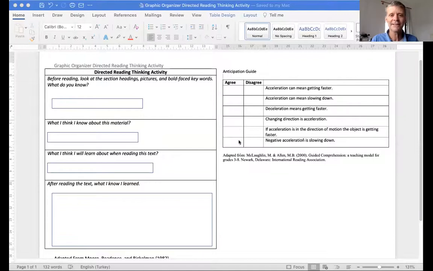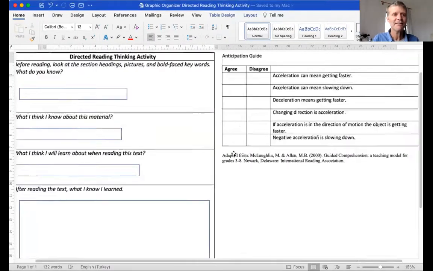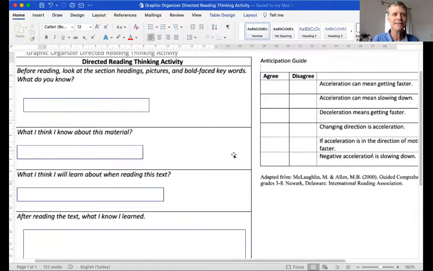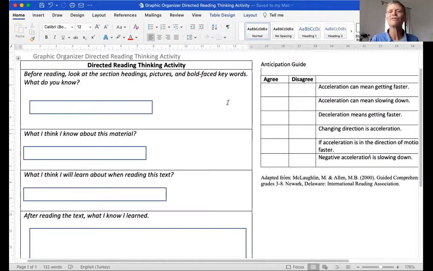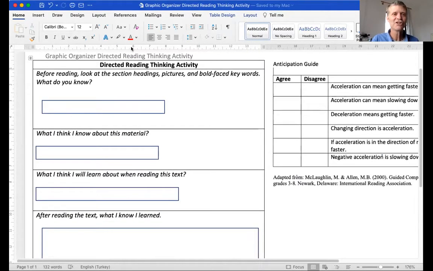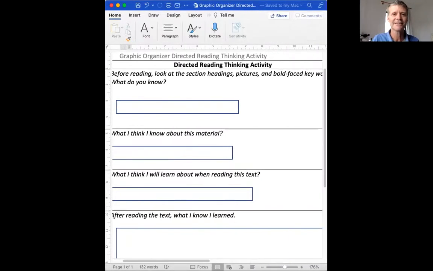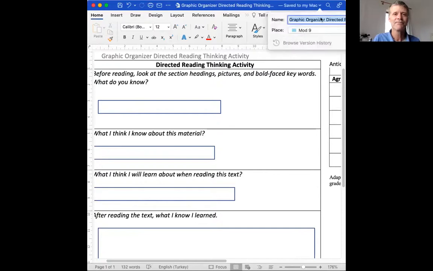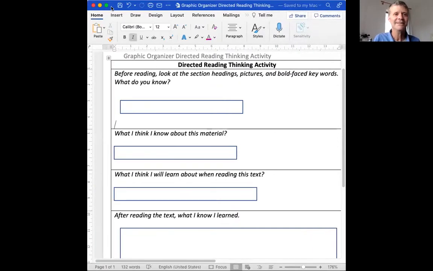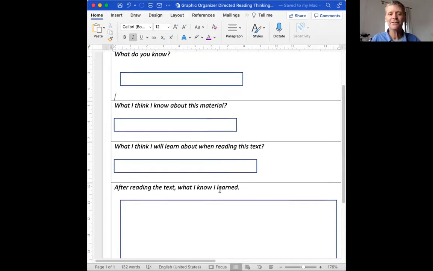So the graphic organizer here, and I'll expand this a little bit. I put them on the same page so you can see everything. And so we would start with these directed reading thinking activity questions. Let me narrow it down just a little bit so that you can just see that section for the time being. What we have here are directed reading thinking questions for students to think about before reading: what they know about the material, and, after glancing at the headers, the pictures, and the bold-faced words, what they think they'll learn about. And then after reading, they're going to write down what they know.